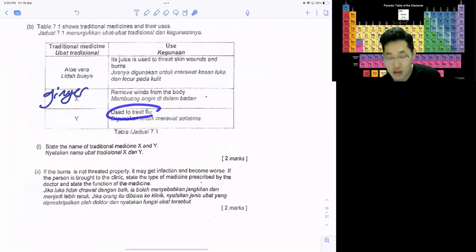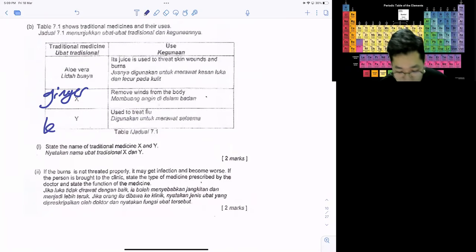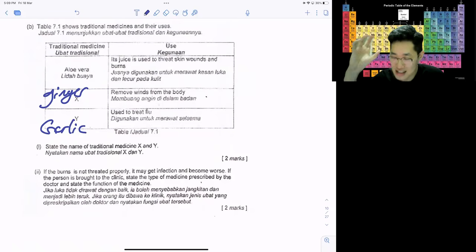Used to treat flu. This one. Lemongrass. Lemongrass is called lemongrass. Okay. Flu, I don't know. Wait. Lemongrass, I know it's for cough, but this one, as I remember, is garlic. Garlic. Lemongrass is for cough, headache.